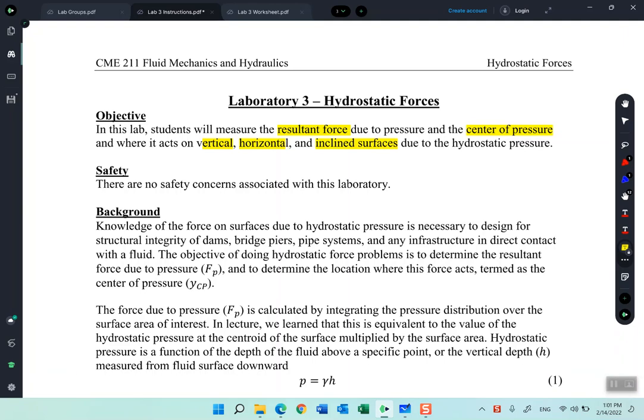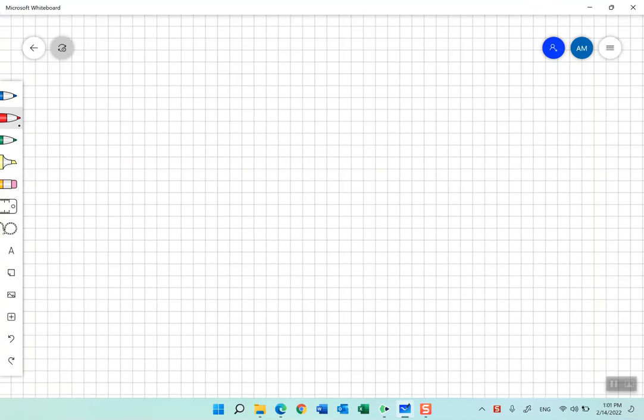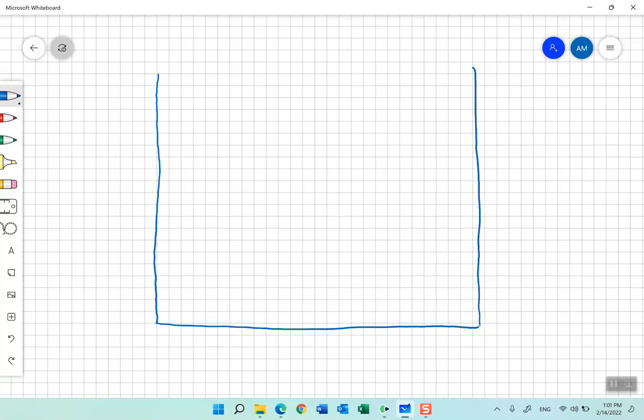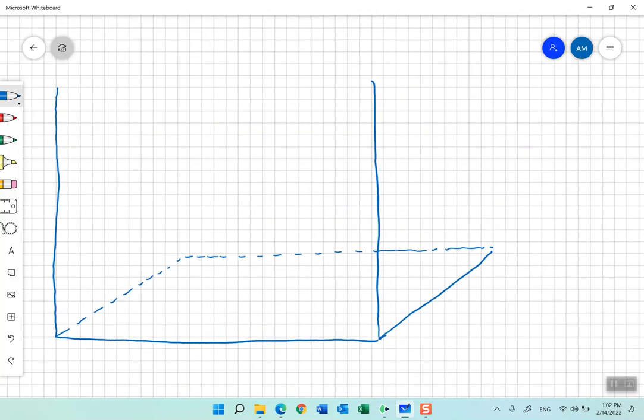So before getting into the background, which is a little bit complicated, let's sketch a very simple chart to understand the concept behind hydrostatic forces overall. Just imagine that we have a cubic tank, something like that. I will try to draw that in 3D so you can imagine what we are working with.